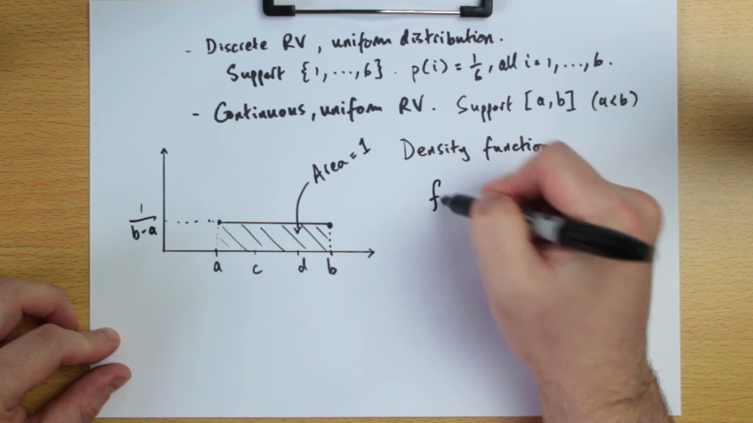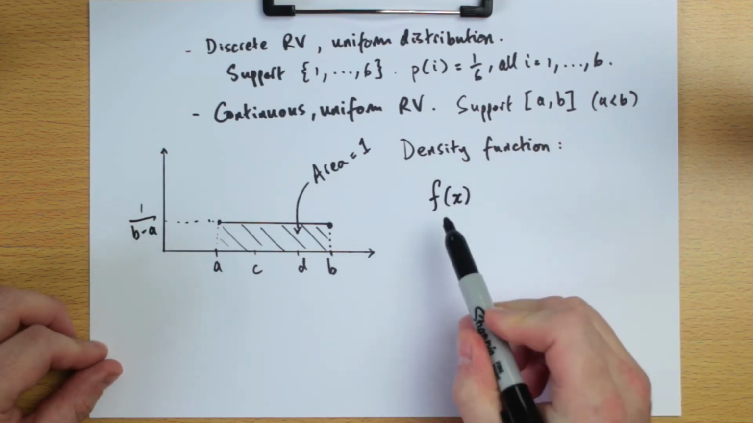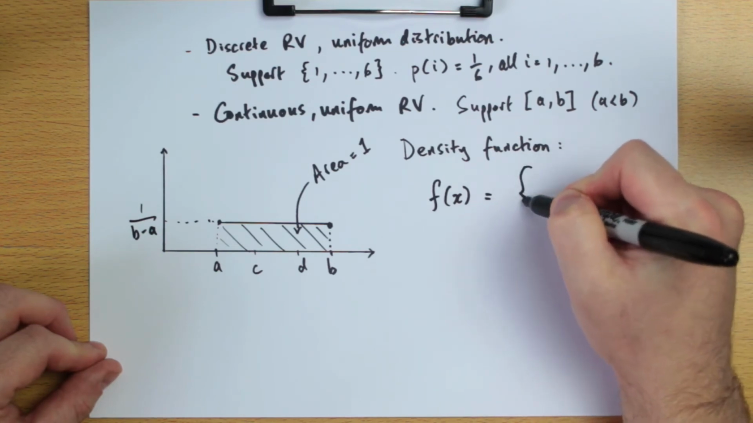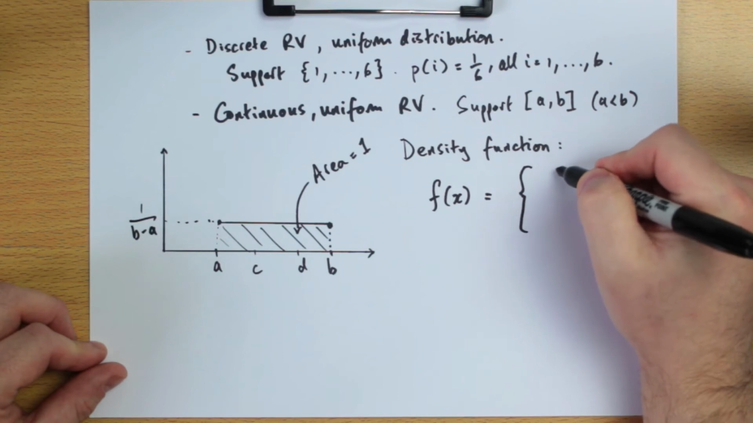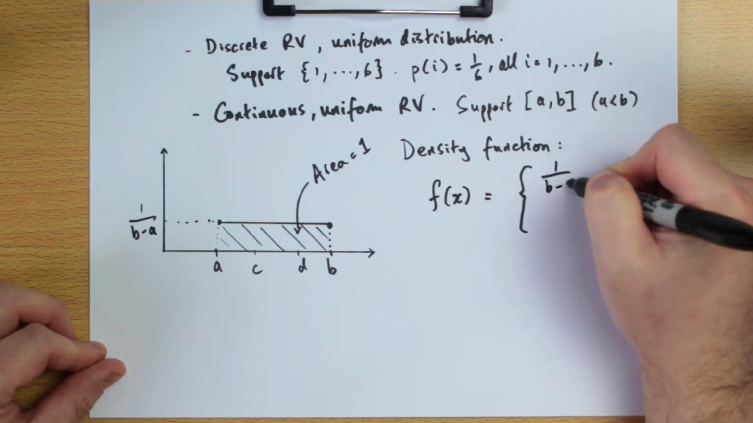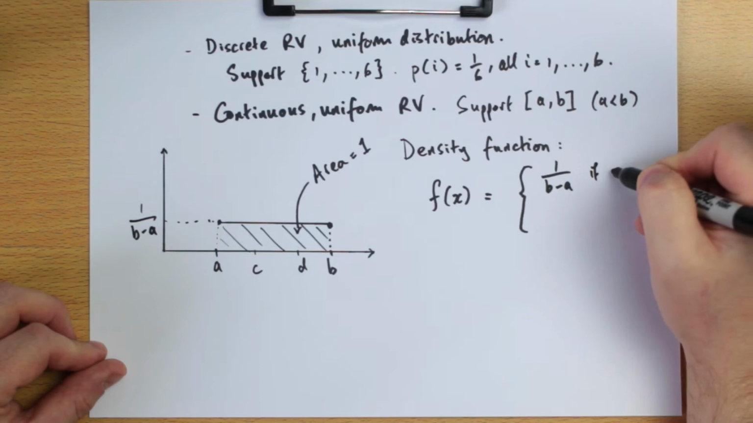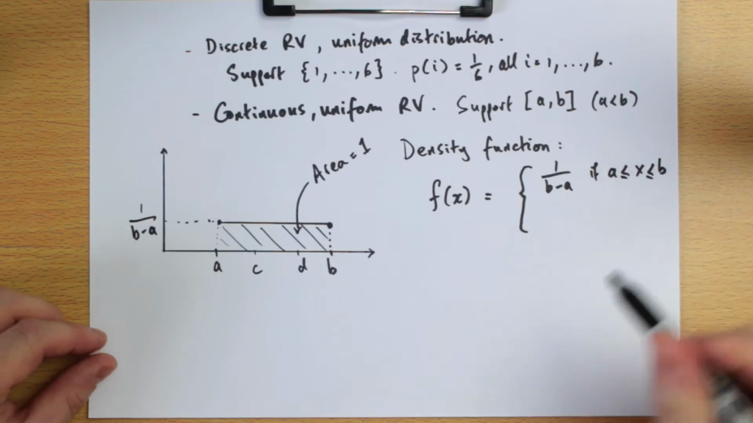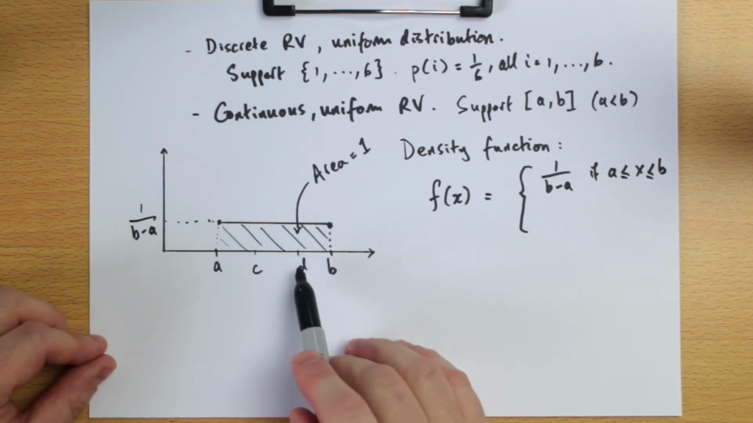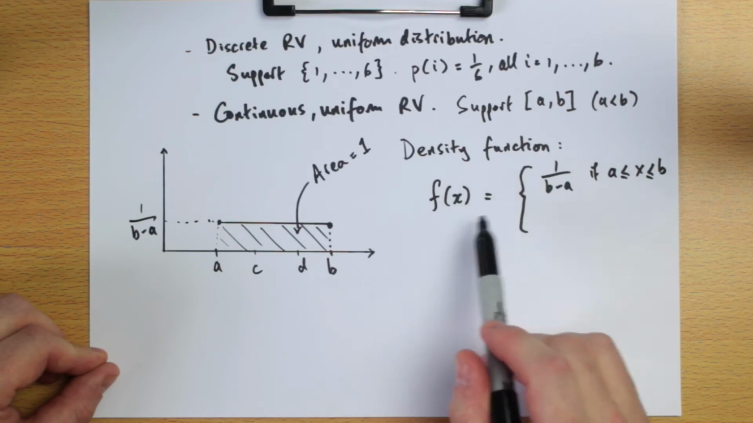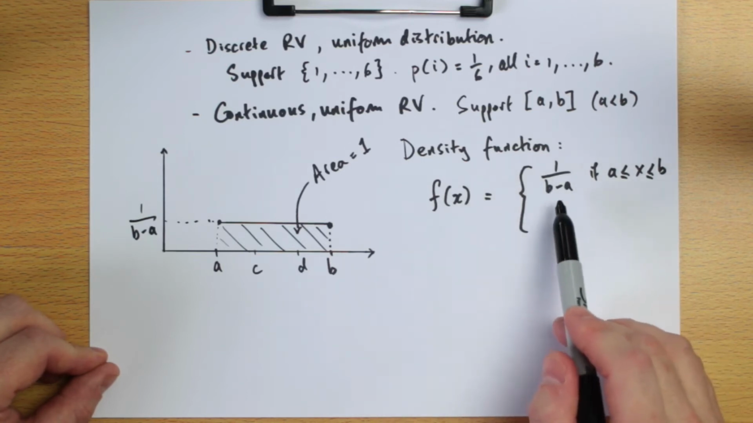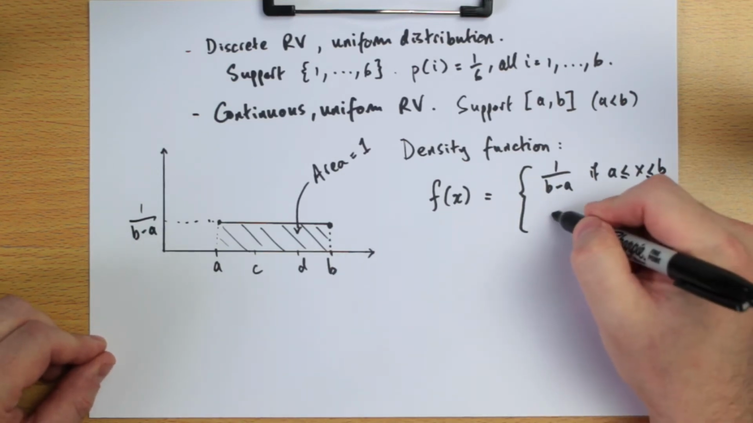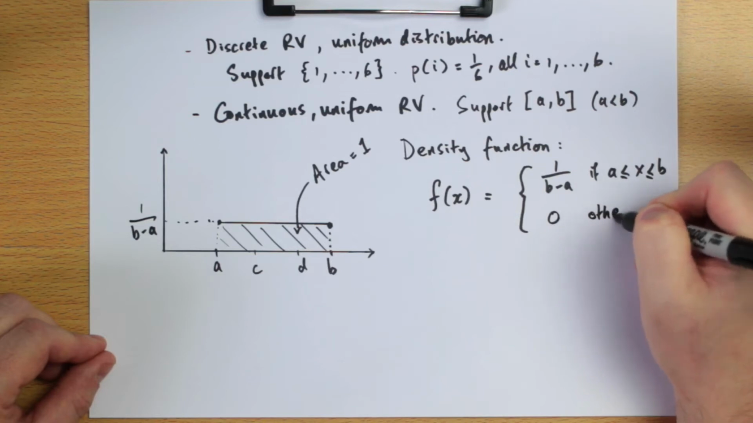So the density function, which we always write little f of x, is equal to, it's going to depend on x, 1 divided by b minus a if a is less than or equal to x, less than or equal to b. So if x is somewhere in this interval we call the support, then the density function is equal to 1 divided by b minus a in that interval, and then it's equal to 0 otherwise.